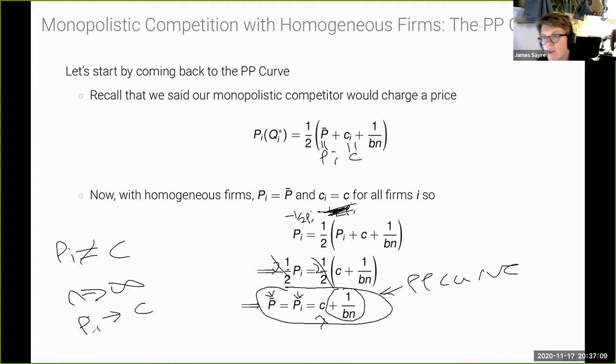So as the number of firms in this monopolistic competition model becomes infinite or really large, we start to approach the perfect competition model. But of course, if n is finite and small, the prices are going to be much higher, in some cases above marginal cost. And I'll come back to that idea.